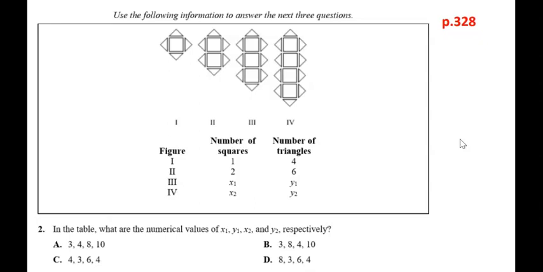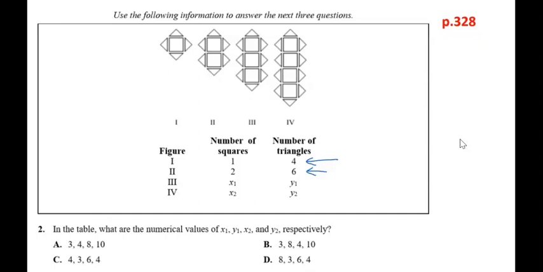And so we see here that in the first figure, we have 1 square and 4 triangles. So it's like a table with 4 chairs. So we can see that expressed here. And in figure 2, we have 2 squares and 6 triangles. So 2 tables and 6 chairs. So what they want us to do is fill in x1, y1, x2, y2.